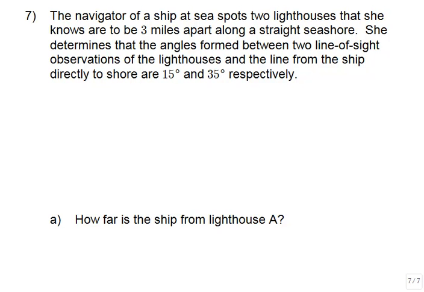The navigator of a ship at sea spots 2 lighthouses that she knows are to be 3 miles apart along a straight seashore. She determines that the angles formed between 2 line-of-sight observations of the lighthouses and the line from the ship directly to shore are 15 degrees and 35 degrees respectively. So a picture here is absolutely important.